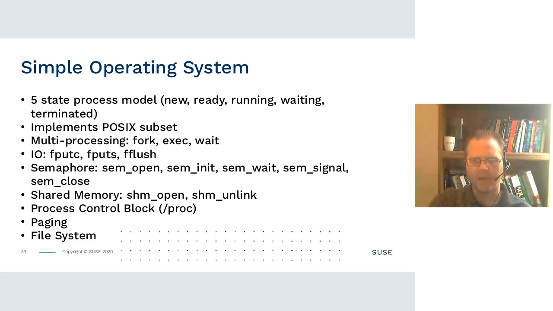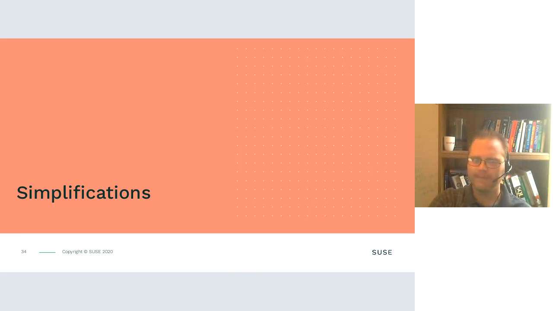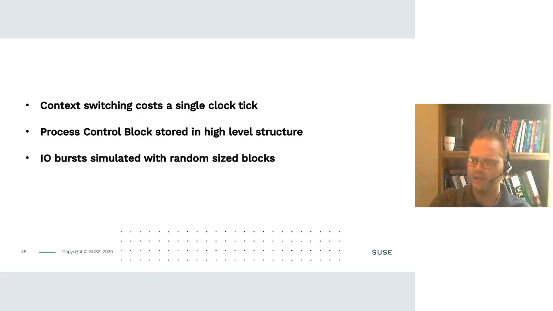I created a simple operating system which followed a 5-state process model. Multiprocessing, I/O, semaphores, and shared memory were implemented using a small subset of the POSIX specification. I also implemented paging and a file system. I made a number of simplifications in the virtual machine implementation.